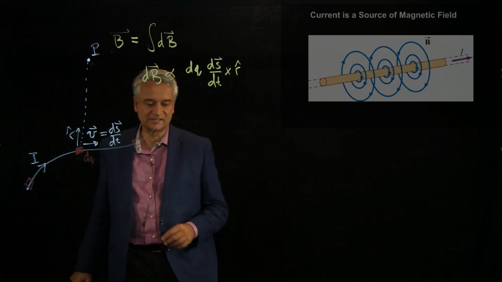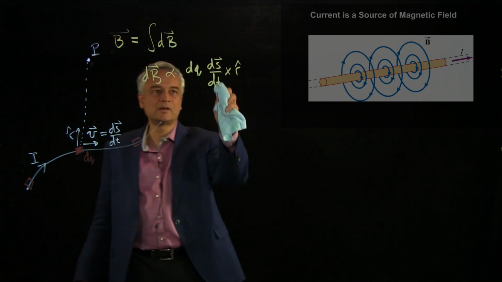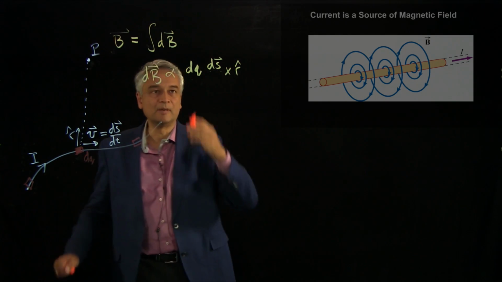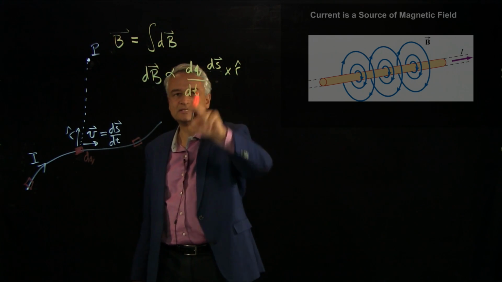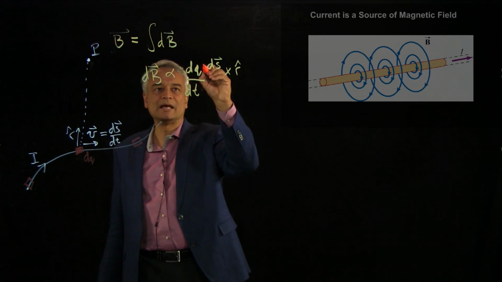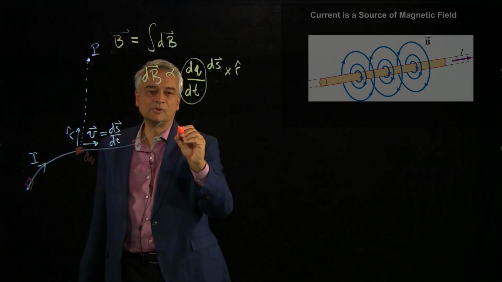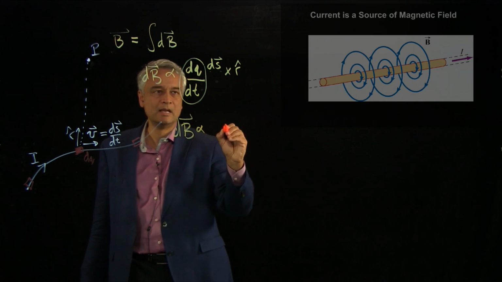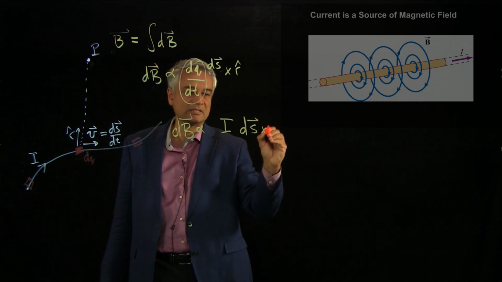Now I play a standard physicist's trick, the same one we used previously when we talked about the force on a current-carrying wire. I'm going to take this dt and move it here. So I moved the dt from under the ds to under the dq. And why did I do that? Well, because dq dt is the current I. So the conclusion that I reach is that dB is proportional to I times ds vector cross r hat.